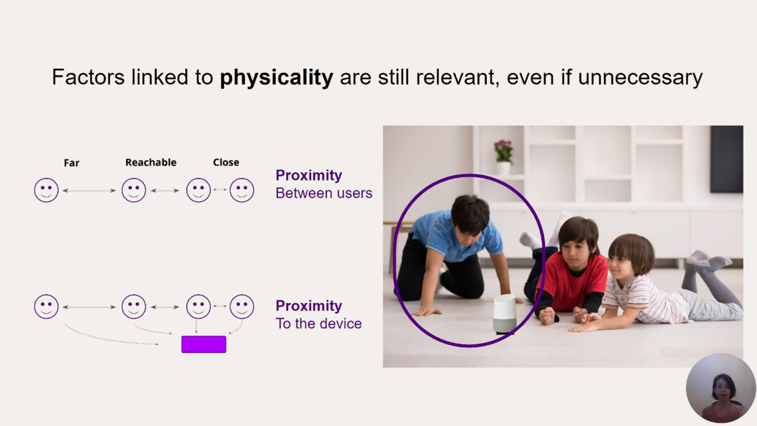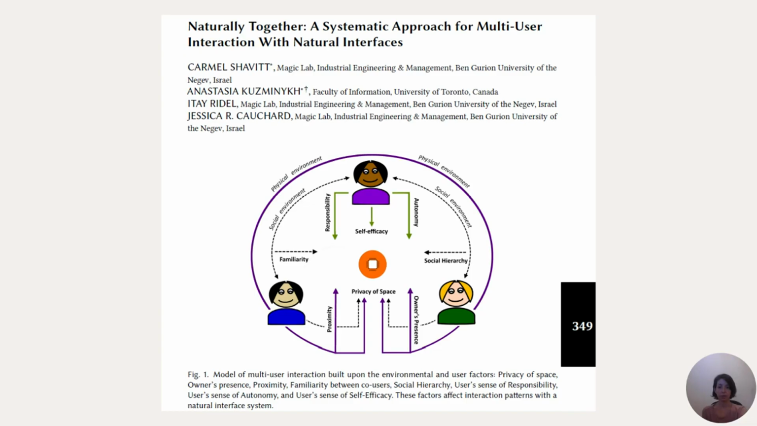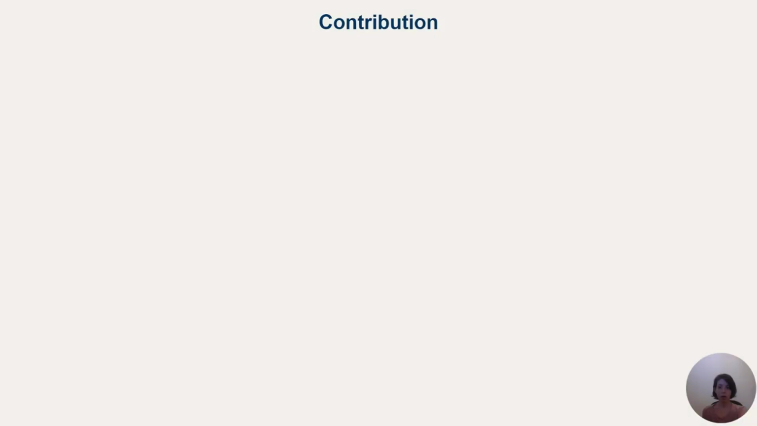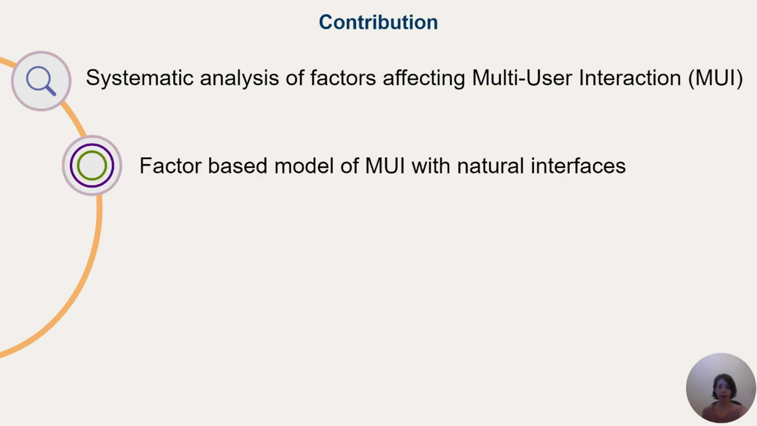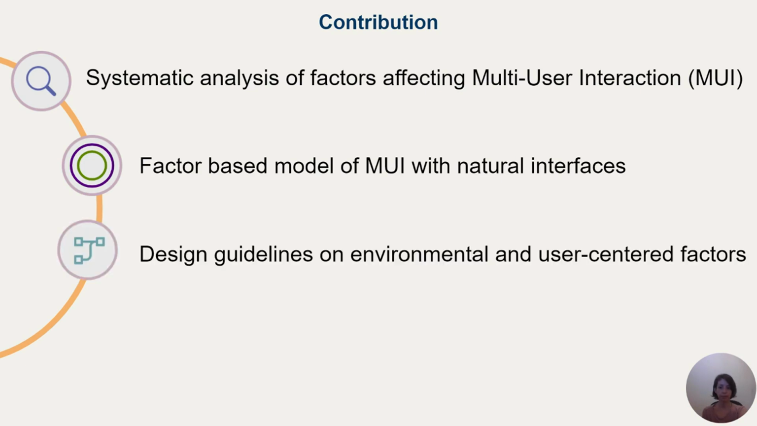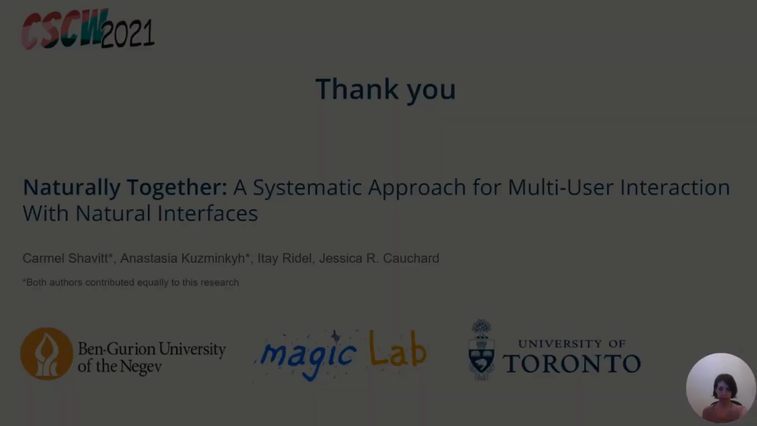While these are the highlights of our finding, for the detailed result, we invite you to read our full paper. Overall, the paper contributions are systematic analysis of factor affecting multi-user interaction, factor-based model of multi-user interaction with natural interfaces, design guidelines on environmental and user-centered factors, and a new perspective on multi-user interaction.